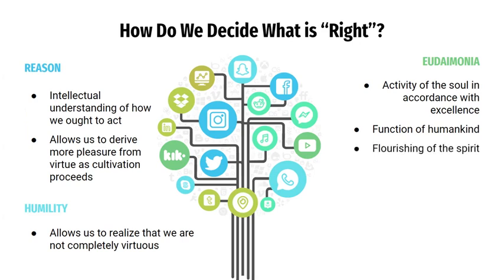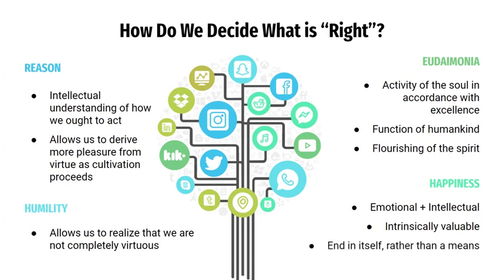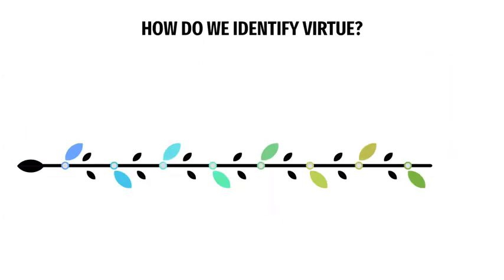That's why we should not adopt egoism. It's a flourishing of the spirit. And this leads to happiness, right? The emotional kind plus the intellectual kind, knowing that we've started to settle on the right kind of habits and cultivated the right kind of dispositions. And these are the things that are intrinsically valuable. This is the end in itself rather than a means. So it's different than Kant.